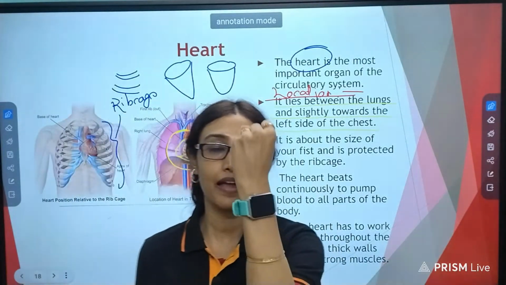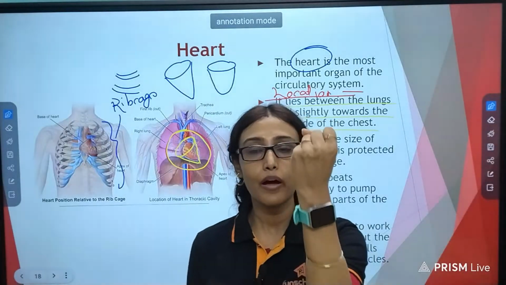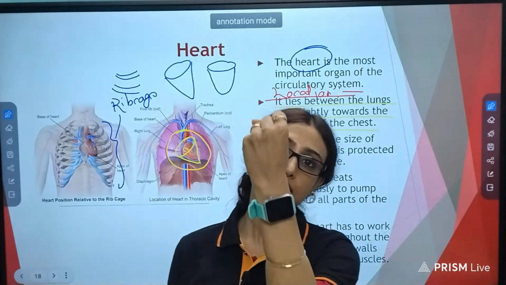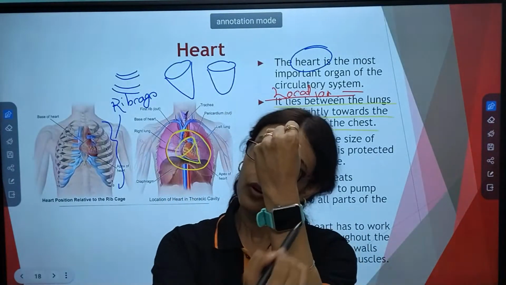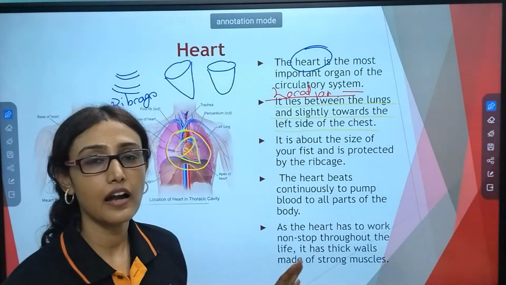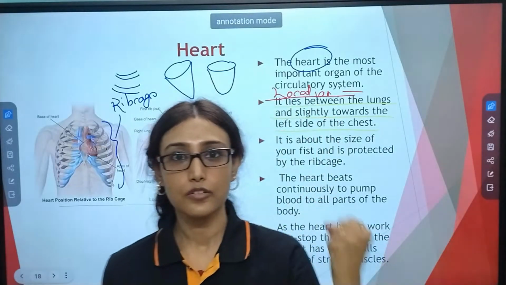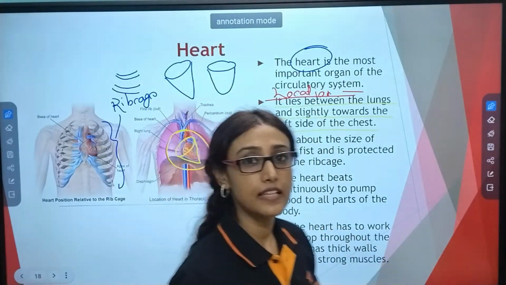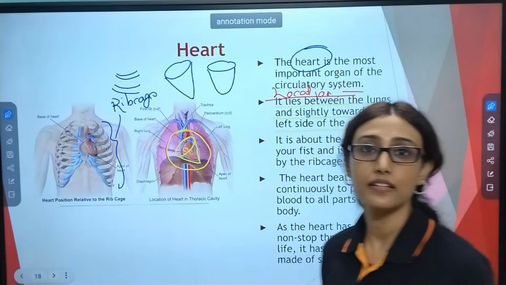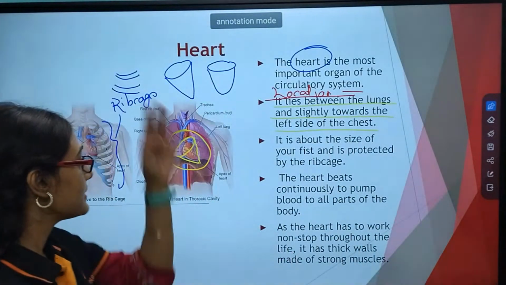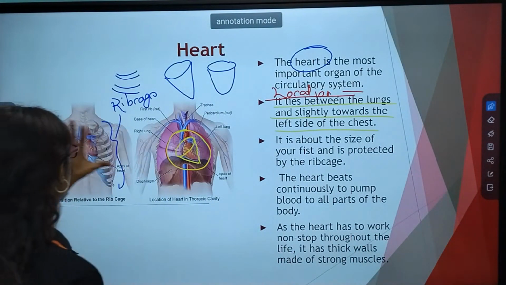When I was little, my heart was not this large. Now I am an adult, so my heart is of this size. Okay? Everyone's heart is the size of their fist. Nature has made such an interesting thing, right? Okay. Another thing, why is there a rib cage?